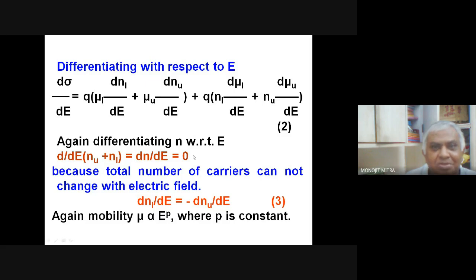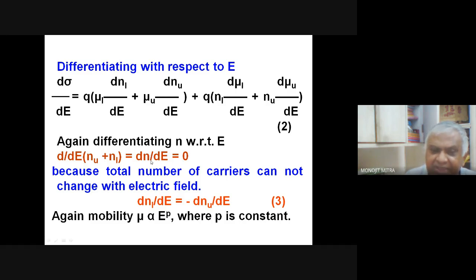Because I told you the total number of electrons in the conduction band depends on the doping concentration. That doesn't depend on the electric field or voltage, because electric field or voltage can give energy, can accelerate them, but they cannot produce new electrons. So that's why here dn by dE, that is the total electron concentration, as it is constant, doesn't depend on electric field. So dn by dE is 0.